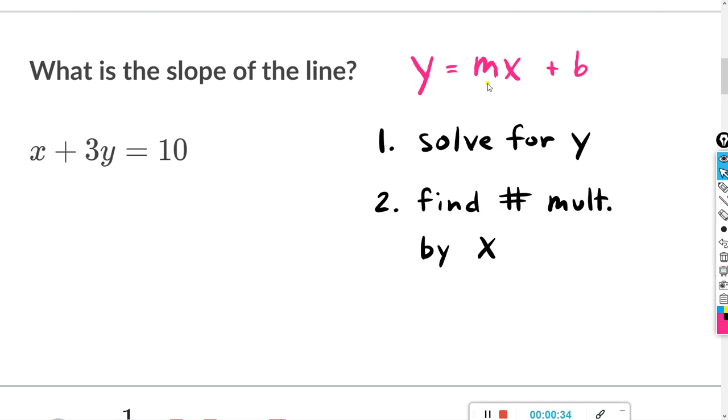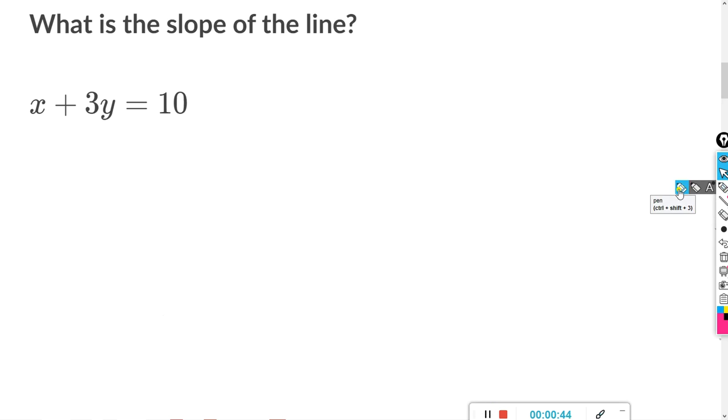Okay, m represents the slope, and once you get it in this form, m will be the number that's multiplied by x. So starting with the first step, I'm going to solve for y. I want everything on the other side of the equal sign except for the y. In other words, I want this equation in the form of y equals. So since I have a positive x here, I'm going to do negative x on both sides. All right, you want to do the same thing on both sides of the equal sign.